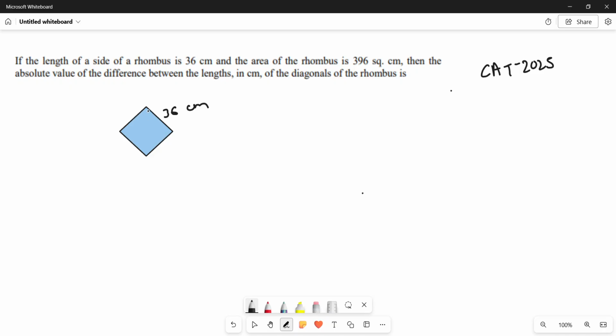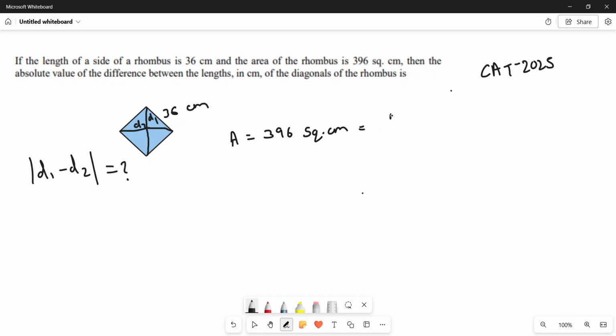And now we know the diagonals. Let this be d1, and let this diagonal be d2. We need to find the difference, that is mod of d1 minus d2. So we need to find what would be the difference between the lengths of the diagonals. Now what do we know so far? We know that the area of this rhombus is given as 396 square centimeters.